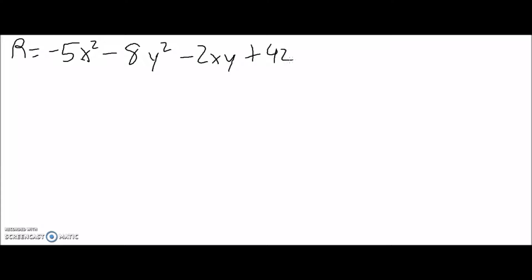For this problem, instead of using x1 and x2, I just used x for the running shoes and y for the basketball shoes. So the original equation they gave us here was R equals negative 5x squared minus 8y squared minus 2xy plus 42x plus 102y.